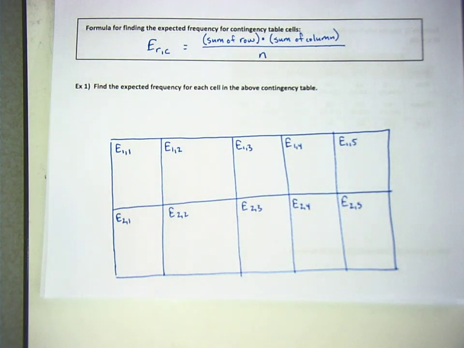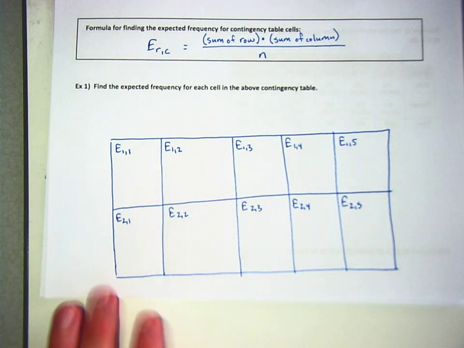Now, your calculator will actually calculate all of these expected frequencies for you when doing a chi-square test of independence. All you have to do is put the original observed frequencies in, and it'll calculate all this for you. But we're going to show this one by hand, just in case this comes up on an AP exam where they make you calculate it and show your work.